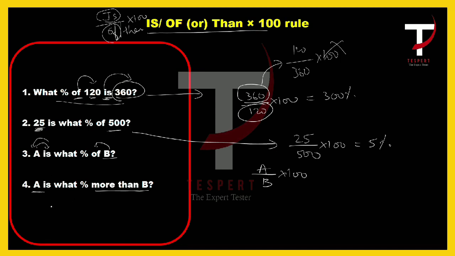So in this case, we must take the difference between A and B. And here, observe, B follows "than"; B doesn't follow "of". Even though B doesn't follow "of", whatever entity follows "than" must be in the denominator. So whether it is "of" or "than", that must be in the denominator. So (A minus B) by B into 100 in this case. Okay, let's move on to the next slide.